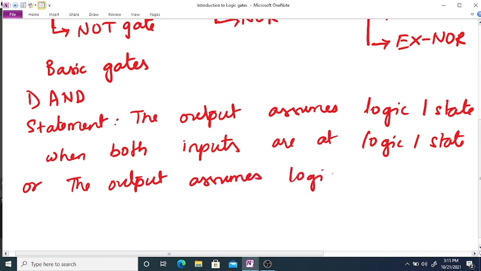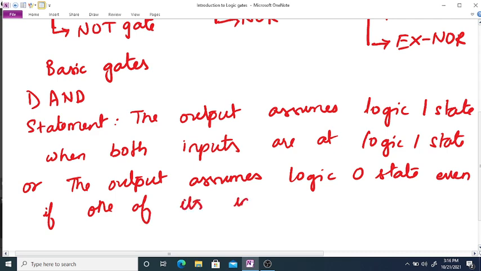logic 0 state even if one of its input is at logic 0 state.